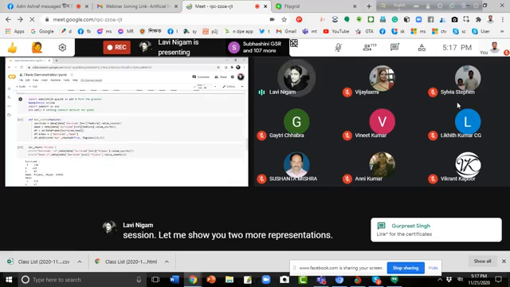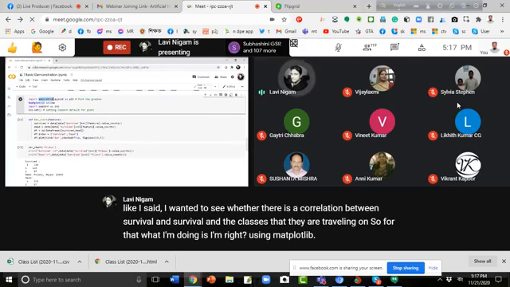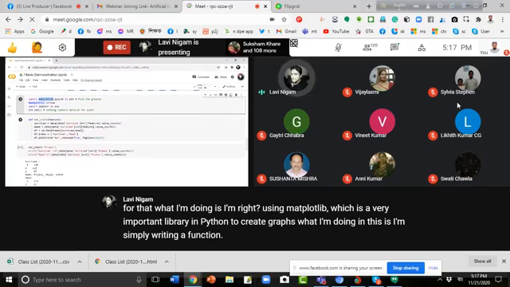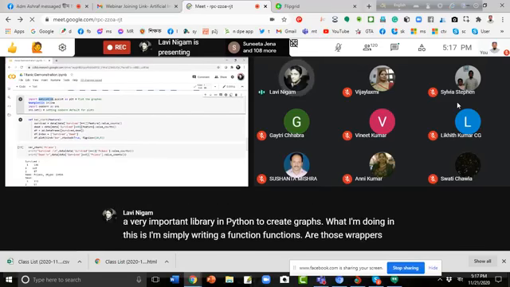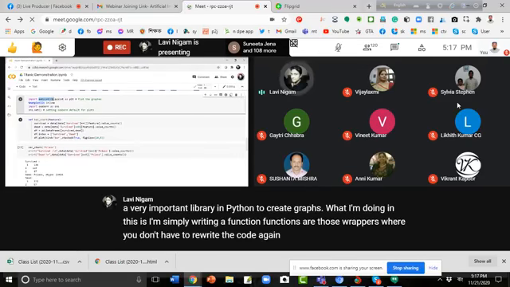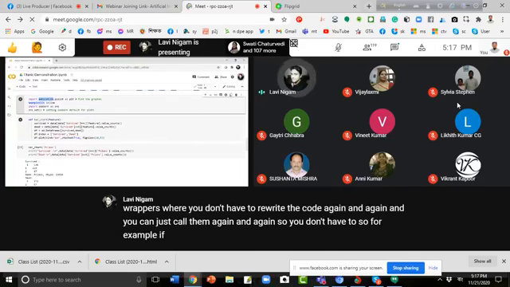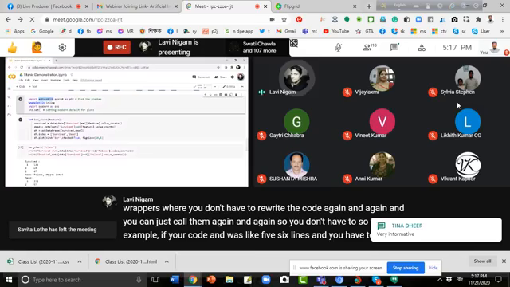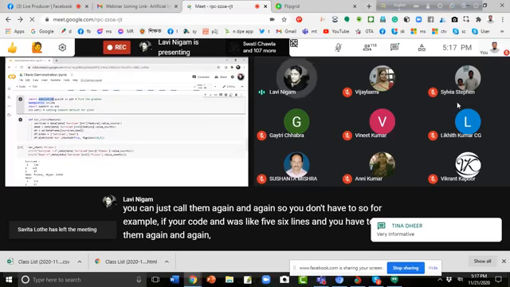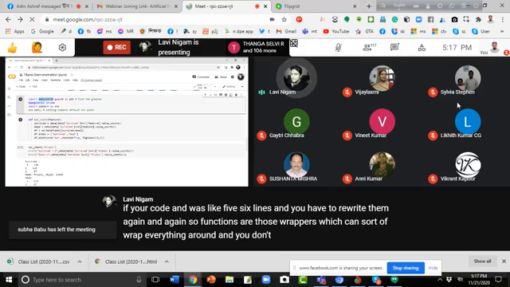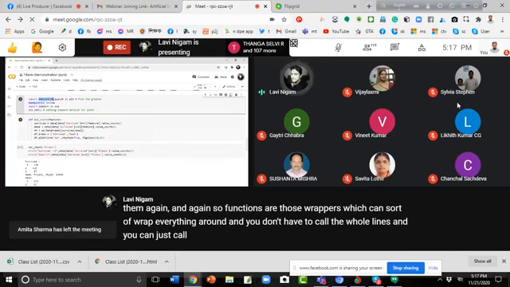So for that, I'm using matplotlib, which is a very important library in Python to create graphs. What I'm doing in this is simply writing a function. Functions are those wrappers where you don't have to rewrite the code again and again, and you can just call them again and again. For example, if your code involves 5, 6 lines, and you have to rewrite them again and again, functions wrap everything around, and you can just call a single line and it will do your work.